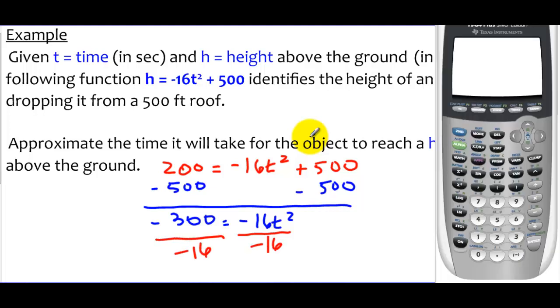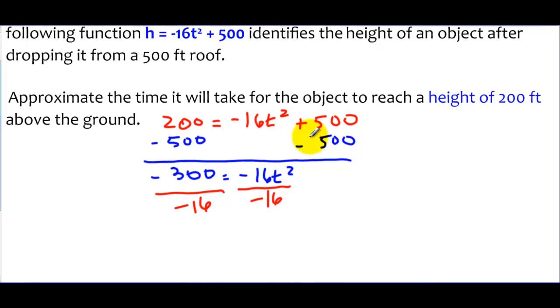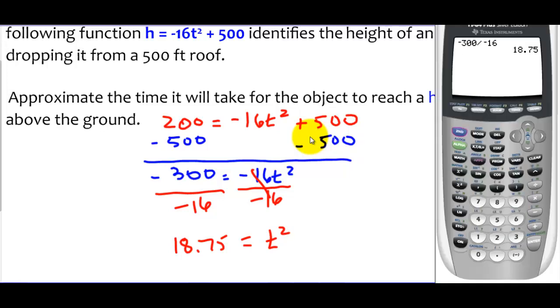And again, if you need to use a calculator for something like this, go right ahead. Negative 300 divided by negative 16. You're going to get a decimal. This is a real life situation, 18.75. So we're going to say 18.75 is equal to, remember this canceled, so I'm just left with t squared. And I need a square root. I wouldn't do that in my head, so I'm not going to ask you to do it. The square root of 18.75, and we find out it's about 4.33.